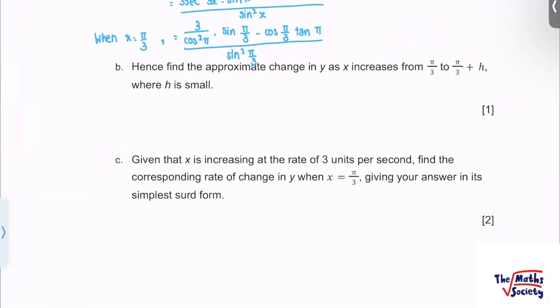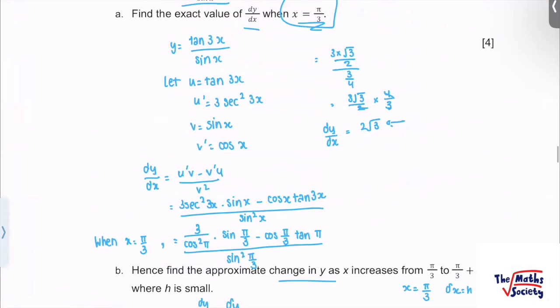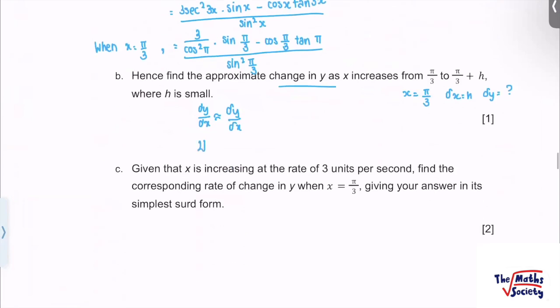So part B says to hence find the approximate change in y as x increases from pi by 3 to pi by 3 plus h. So x is pi by 3, change in x is h. We want the change in y again. So dy by dx is going to be approximately equal to change in y by change in x. It's 2 root 3 by h. So the change in y is approximately 2 root 3 h.